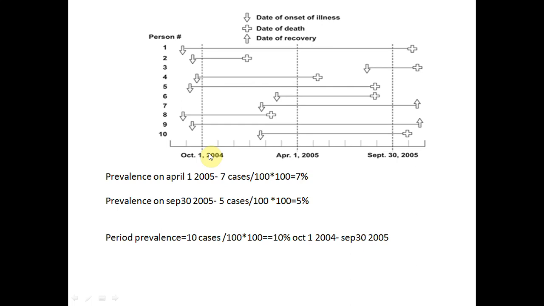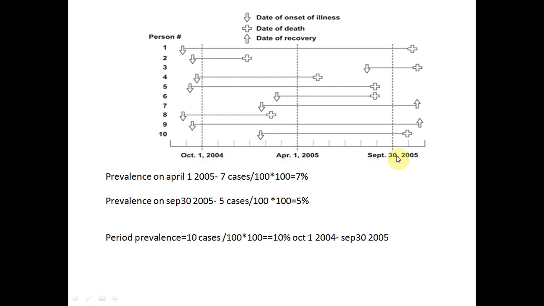If it is October 1, 1, 2, 3, 4, 5, 6. I haven't written it here. On October 1, the prevalence will be 6%. 6 by 100, here it is 7 by 100. But what happened was, one person died before April 1, 2005, and two persons died before April 1, 2005. Three persons became ill. So that's why there is this change here. Two got out of the study, whereas three came into the study. So that is why this became 7, and this became 6.